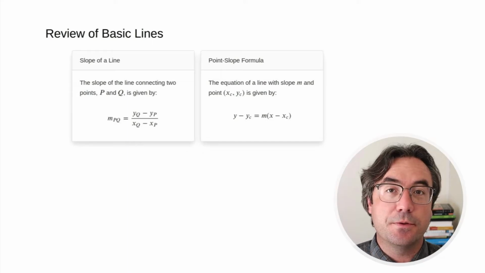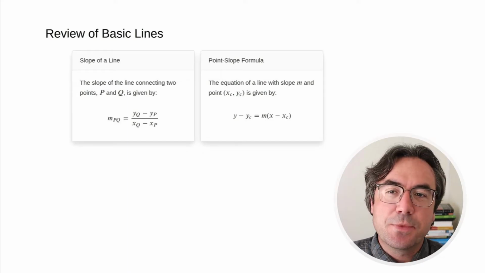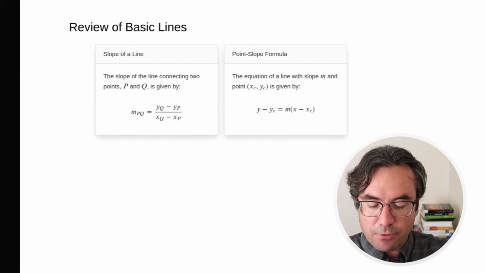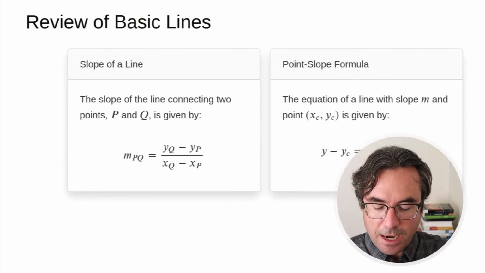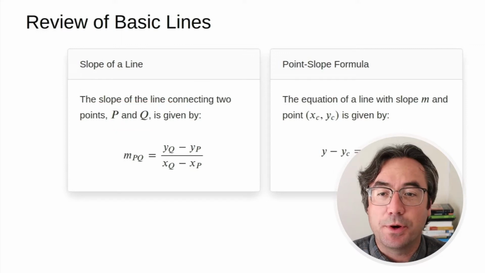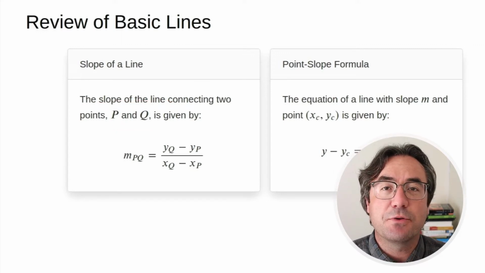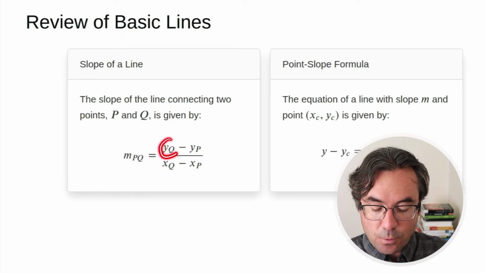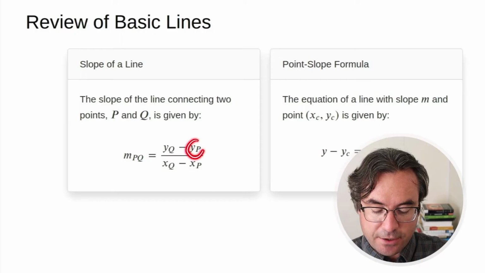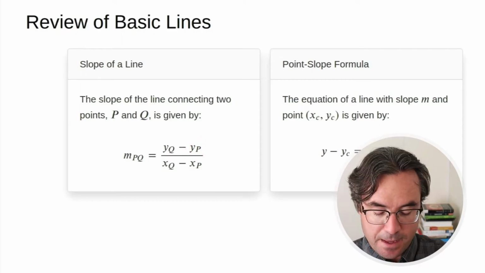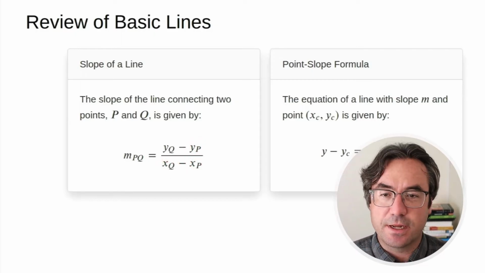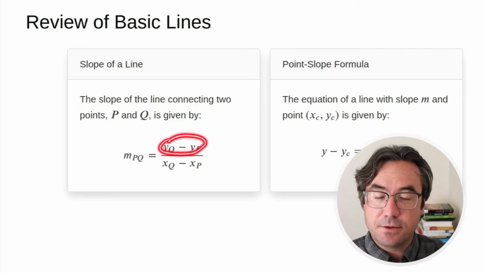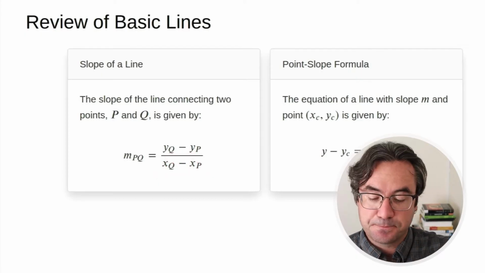Two of the basic gadgets that we're going to need when we talk about lines and tangent lines is we want to review how do we find the slope of the line connecting 2 points. So if we have 2 points P and Q, how do we figure out the slope of the line connecting them? Well, we take the y-coordinate of point Q, subtract off the y-coordinate of point P, and then we do the same thing for the x-coordinates, and we divide. So it's change in y divided by change in x.